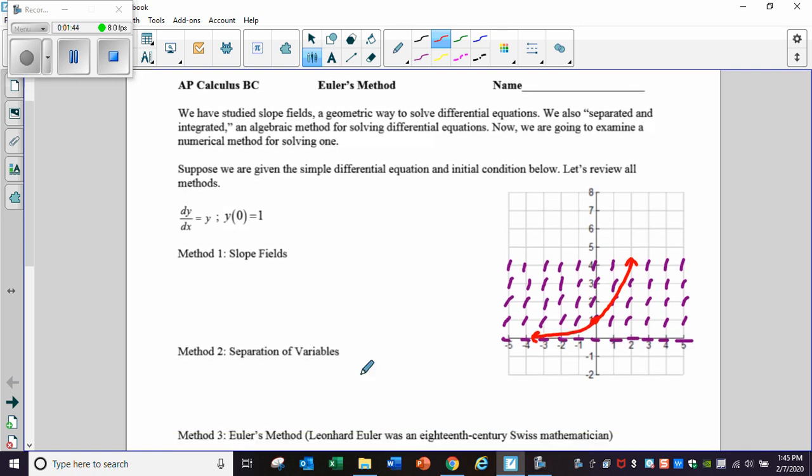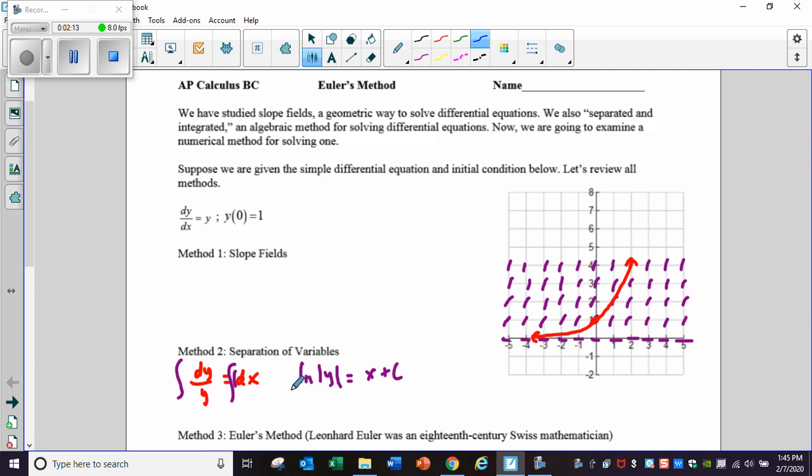Second way of doing this is through separation of variables. What we'll do here is start with dy/dx equals y. We'll separate variables by dividing by y and multiplying by dx. Then we will integrate both sides. So we're following separate, integrate, solve. We integrate dy over y to get the ln of the absolute value of y equals, this is really 1 right here, and it integrates to x, and we'll put our plus c on the right.